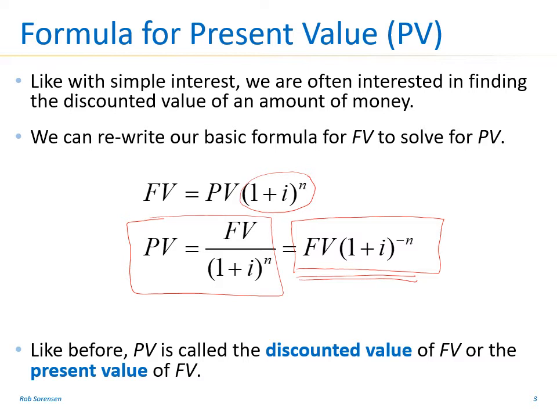Just like before, we have different terms for it. Discounted value, present value, price, original amount, investment, things like that. Those are the terms you look for when you're reading a word problem that may give you a clue that it's this type of question.